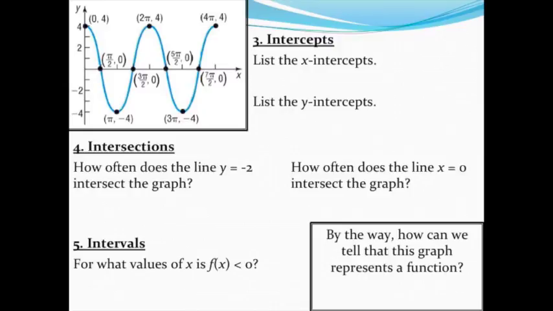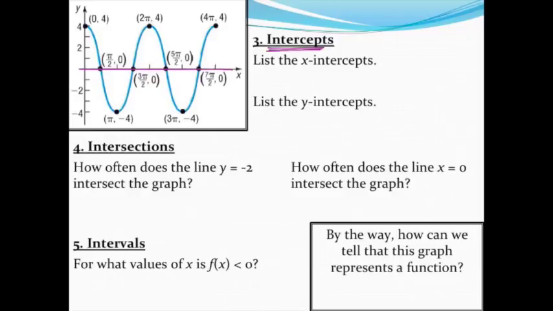Some more ways we may be asked to analyze a graph is to look for intercepts, where the graph crosses the x-axis or where it crosses the y-axis. So let's start with x-intercepts. I want to know every spot where this graph crosses the x-axis. Well, I can see that there are 4 of them.